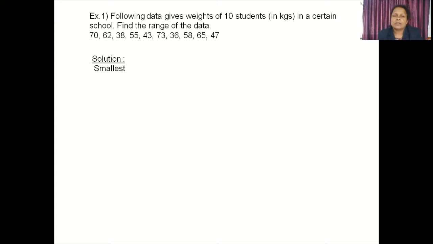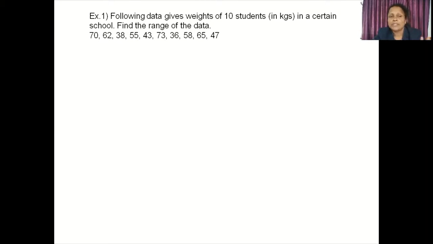Now we see an example related to range. Here is our question: the following data gives weights of 10 students in kg in a certain school. Find the range. Here we have the weights of 10 students in kg, our 10 observations. This type of question carries 1 mark because we have to take only the difference between two values.